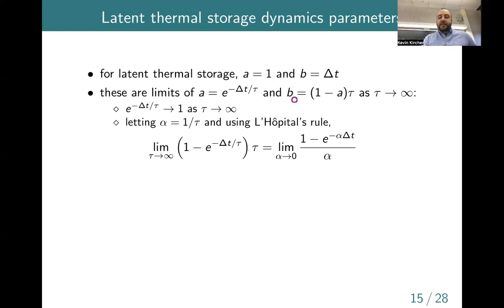Okay, so if we take the limit of B, 1 minus A times tau, as tau goes to infinity, well, you can see this limit is not as straightforward, right?